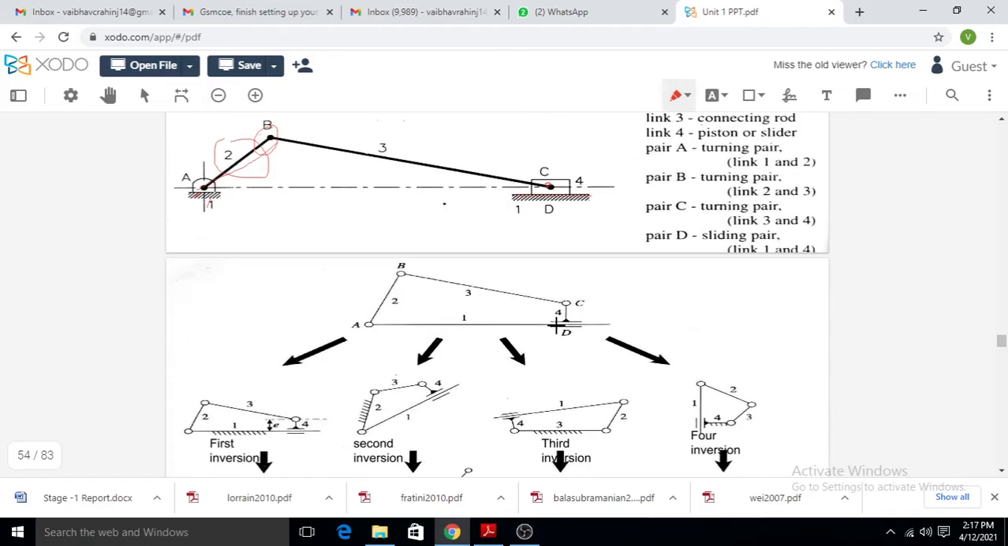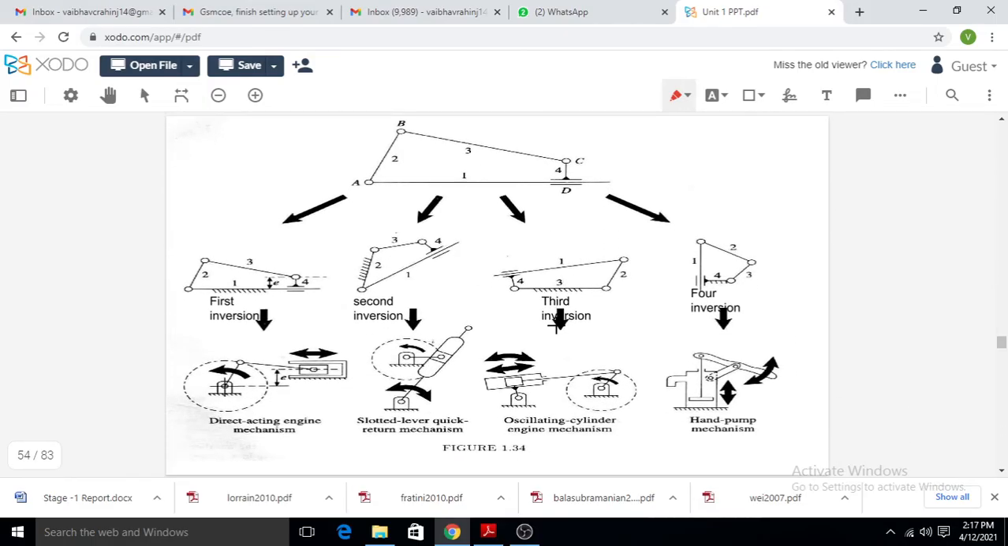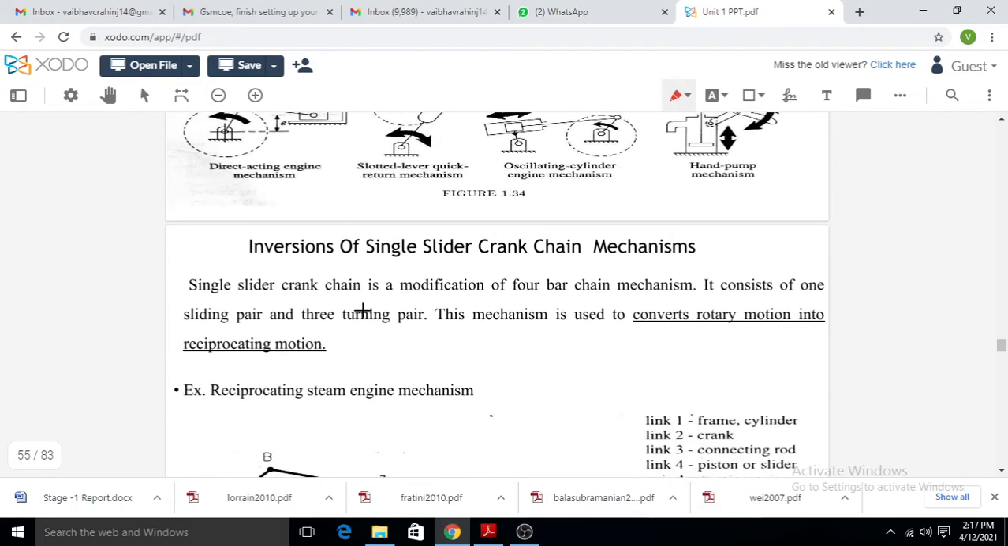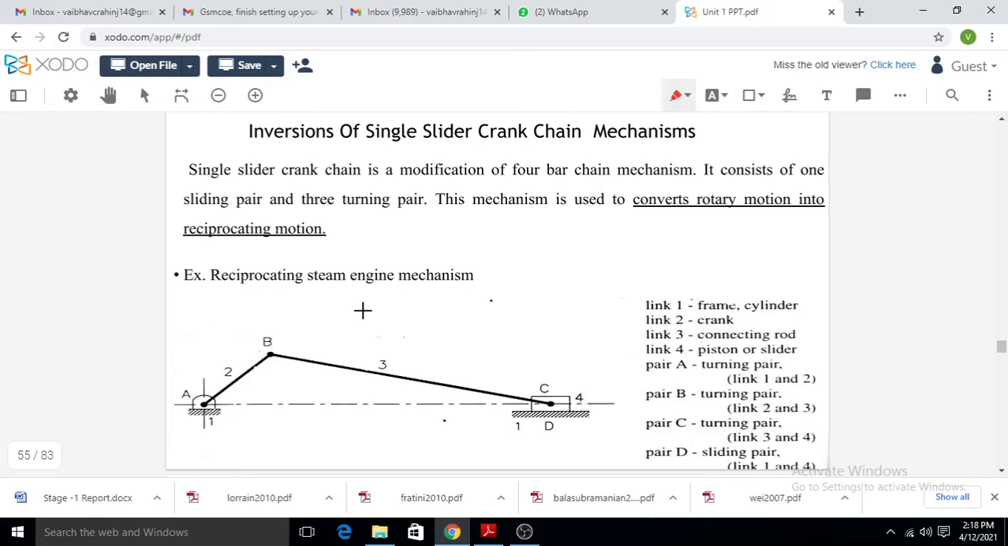So there are different types of inversion present in a slider crank mechanism. We will discuss all these inversions one by one. Inversion of the single slider crank mechanism: a single slider crank chain is a modification of the 4-bar chain, means it is one type of the 4-bar chain.